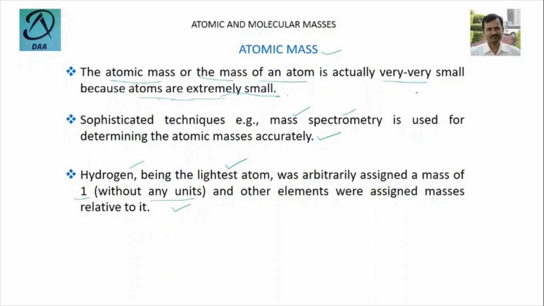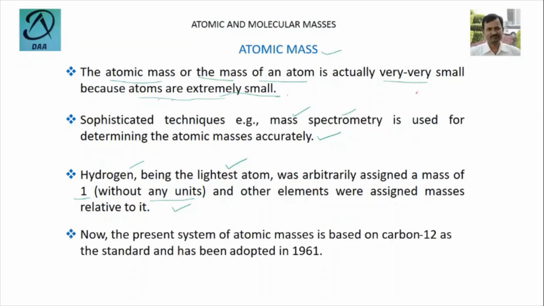That means the atomic masses of other elements were based on the hydrogen atom, whose mass is 1 without any unit. Now, the present system of atomic mass is based on carbon-12 for more accurate results, and this standard has been adopted in the year 1961.